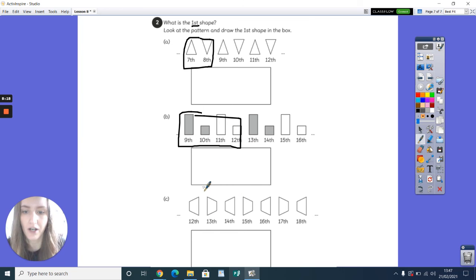And then this one, we've got a nice one to finish on. We've got a pattern of 2. Okay, so which one will be first, and then draw it in the box. Okay, and then when you've done that, please take photos and upload them to your portfolio.